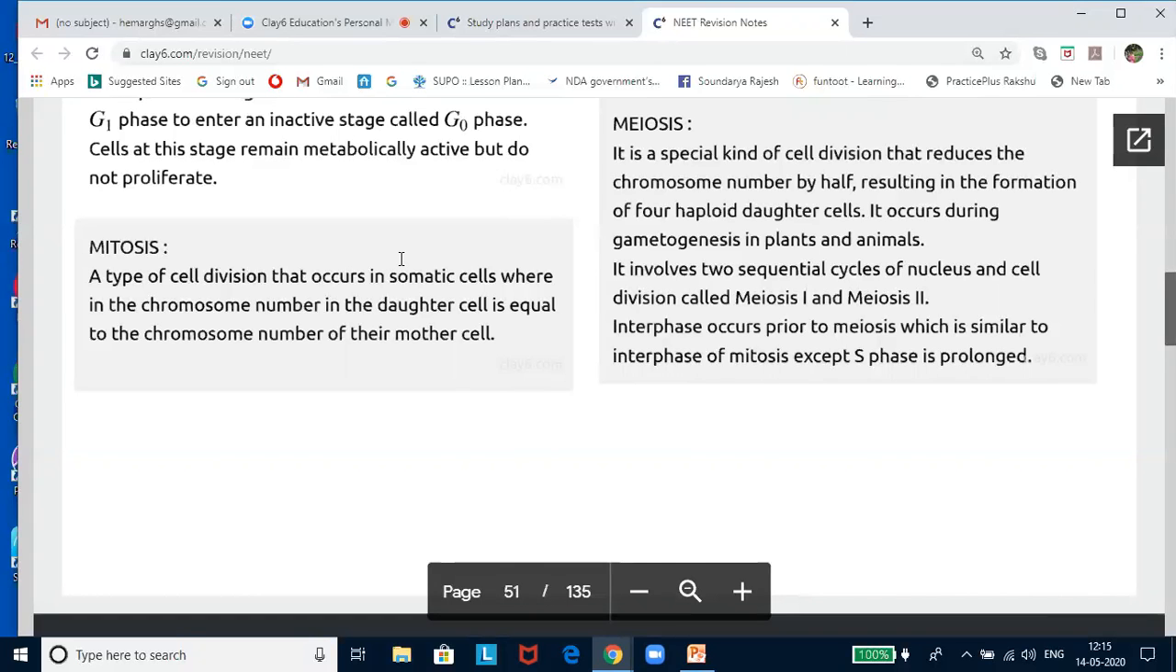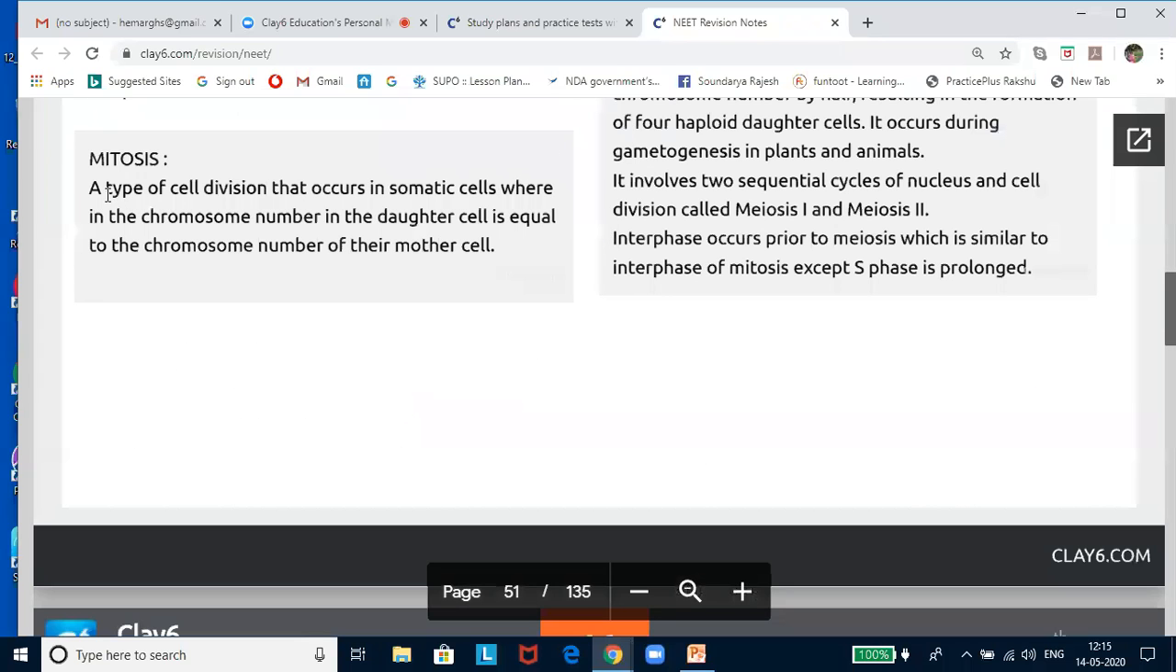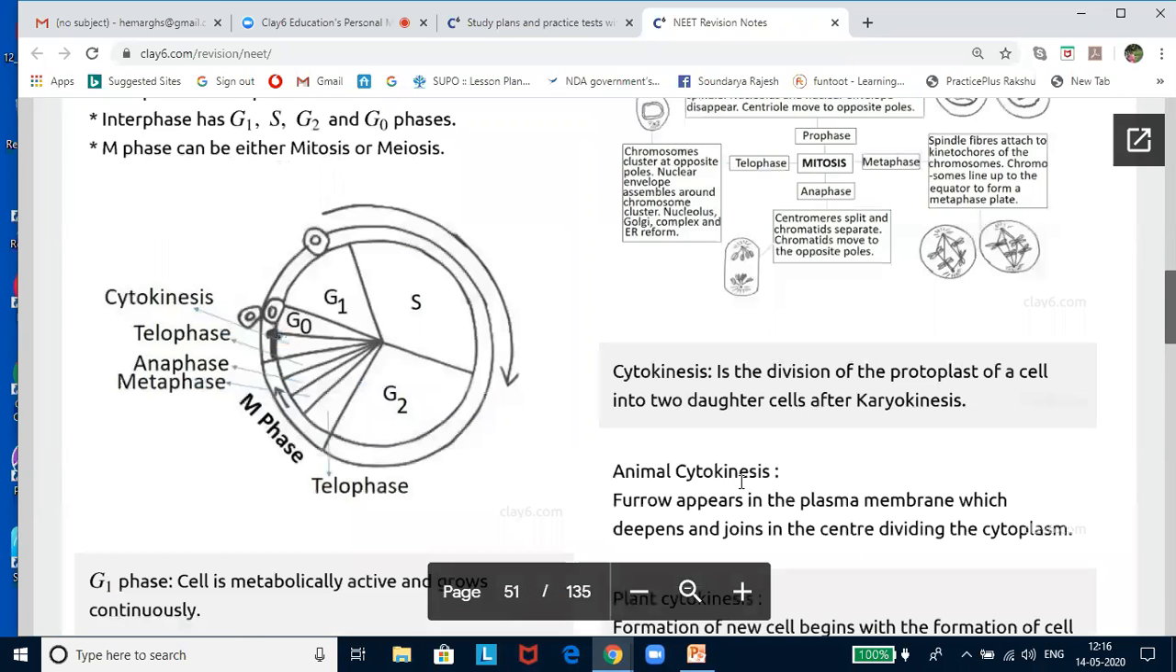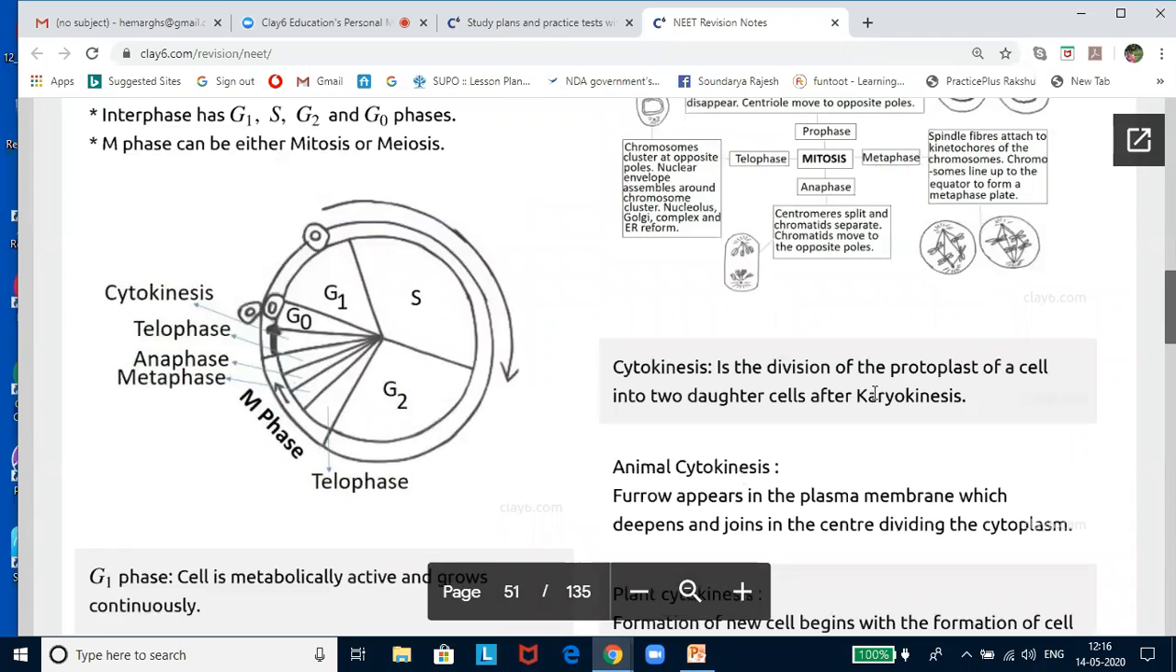Now let us look into mitosis. As I explained earlier, it's a type of division that occurs in somatic cells, wherein the chromosome number in the daughter cell is equal to the chromosome number of the mother cell. In somatic cells, if you fall, sometimes the skin would have sloughed off. And after some time, newer cells can be seen being formed. This is due to mitosis, because cells have started multiplying to cover the wound, and that is why fresh skin is being formed. Like this, mitosis happens in somatic cells.